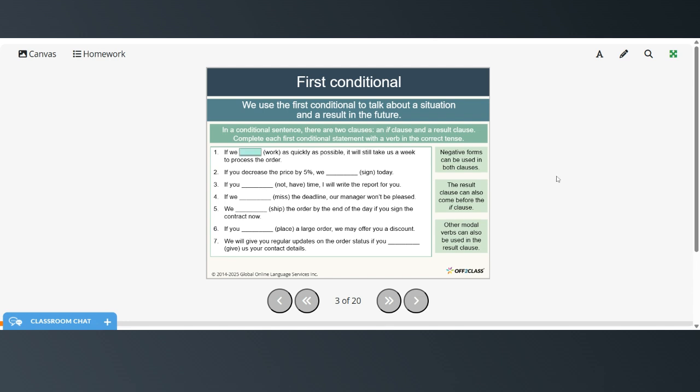All right, so if we work as quickly as possible, it will still take us a week to process the order. If you decrease the price by 5%, we will sign today. If you do not have time, I will write the report for you. If we miss the deadline, our manager won't be pleased. We will ship the order by the end of the day if you sign the contract now. If you place a large order, we may offer you a discount, and we will give you regular updates on the order status if you give us your contact details.